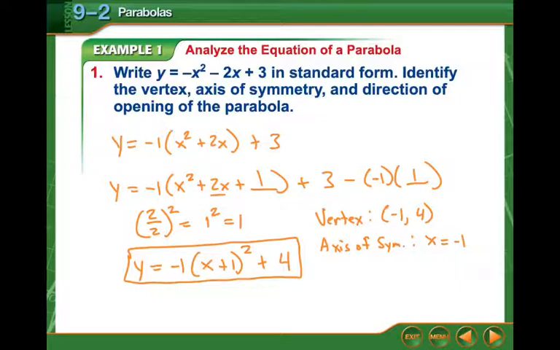And it also asks us for the direction of opening. So because the negative is out front, the direction is opening down. So there's the other 3 things it asks us to find.